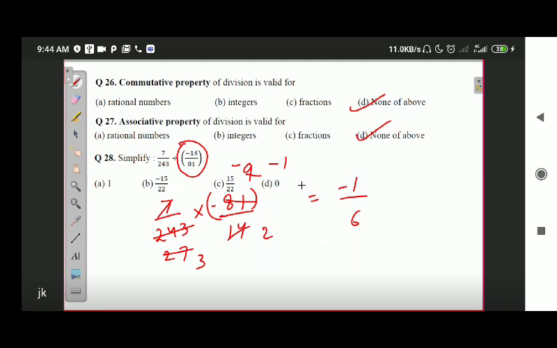Okay, the answer is minus 1 upon 6. Your final answer is going to be minus 1 upon 6. None of the options are correct. Minus 1 upon 6. Okay, correct it please. Minus 1 upon 6.